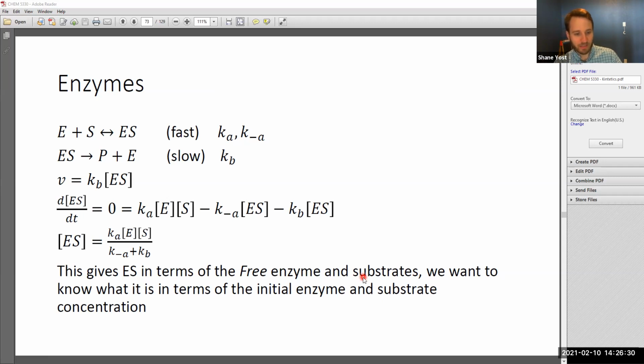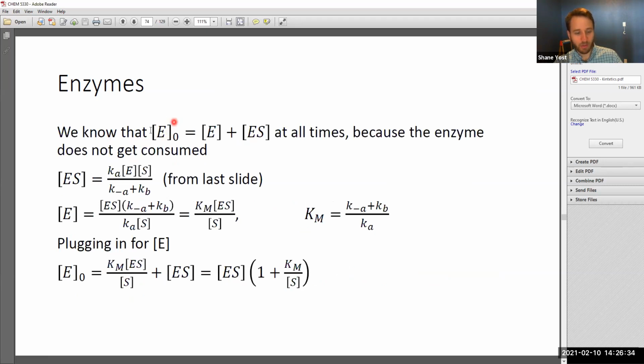And so we're going to take an extra step here, where we're going to use the fact that the total concentration of the enzyme, which is equal to the initial concentration, is just the concentration of the free enzyme plus the concentration of enzymes that are bound to substrate. Should make sense: my enzyme is either unbound or bound to a substrate. And the concentration of those should add up to the initial concentration. And so from last slide, we had what is the concentration of my enzyme substrate in terms of enzyme and substrate?